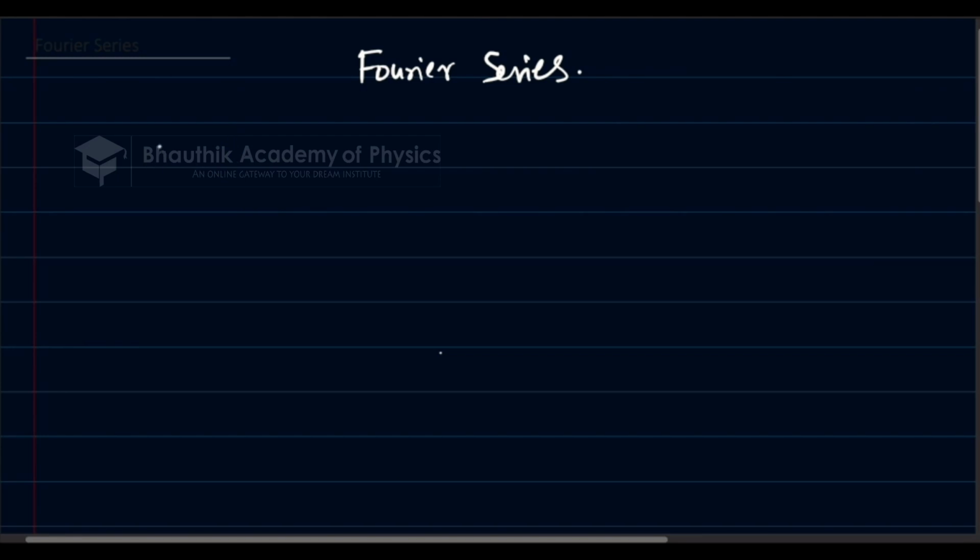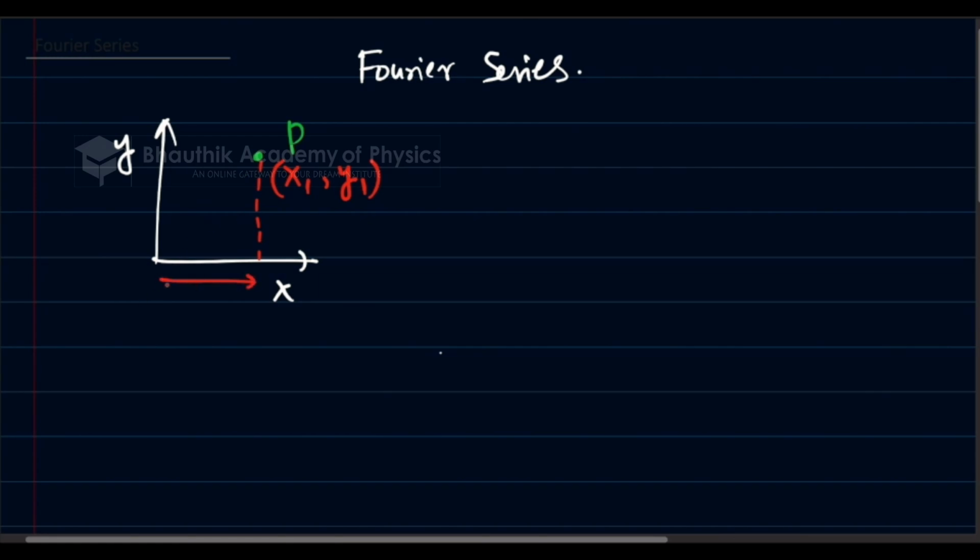Okay, to begin with, let me draw a Cartesian coordinate system with axes x and y. Now I'm going to set a point somewhere here and I'm going to call it P. And this point P can be completely defined with a pair of numerical numbers. Let me call it x1 and y1. What is x1? x1 is the x component of the point P. So this is my x1 and this is my y1.